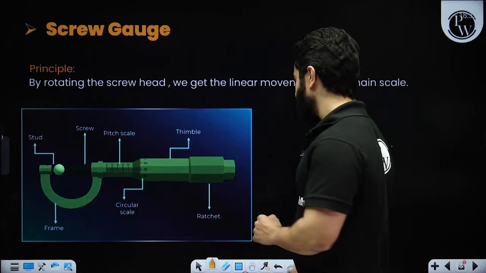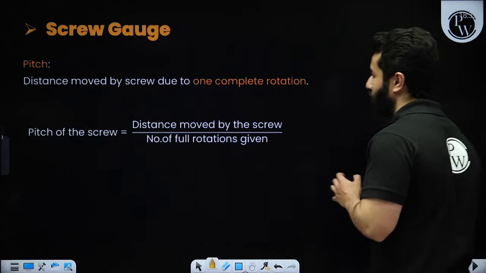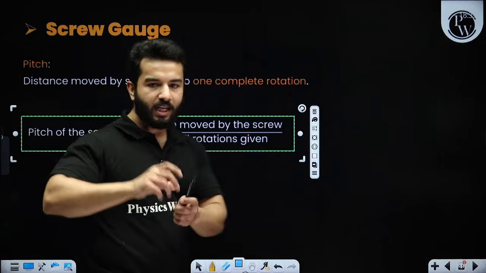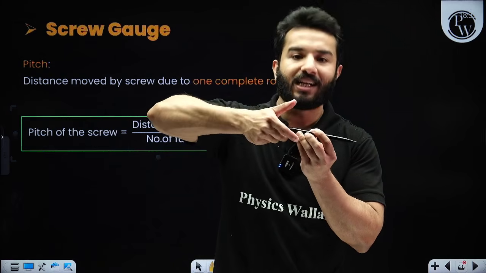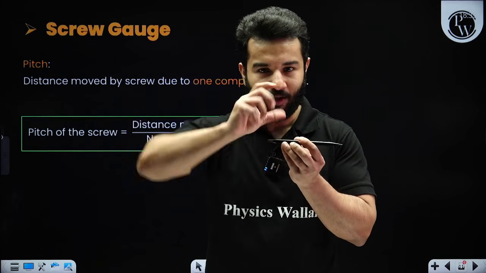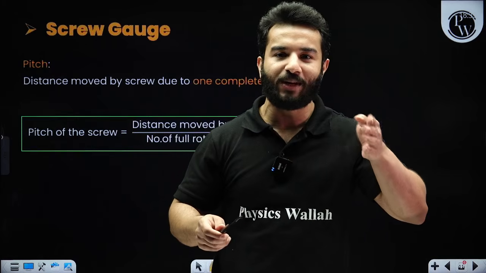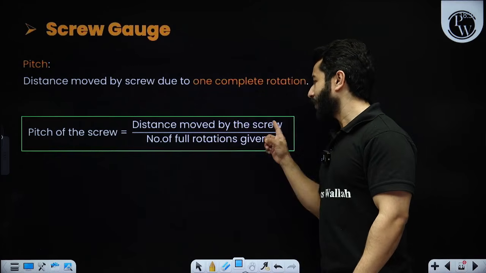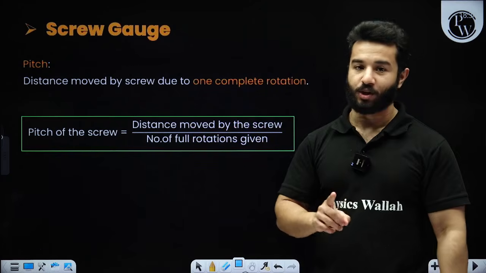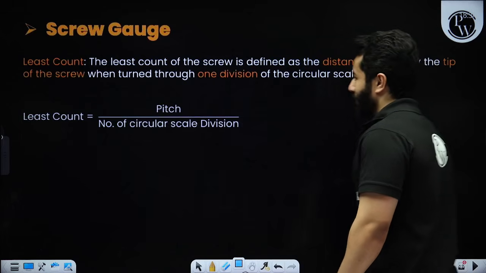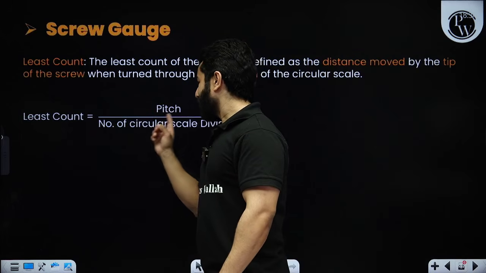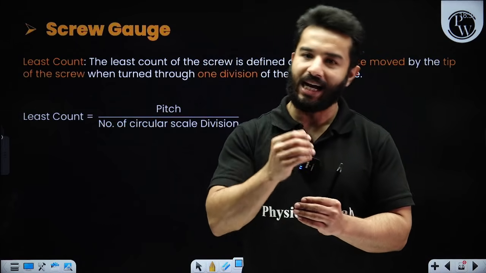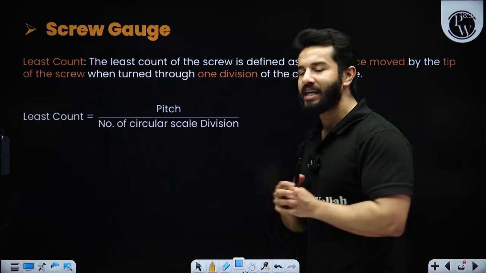Now, pitch is actually the distance moved by the screw when we give that cylinder one complete rotation. So if you give one complete rotation and it moves by 1 millimeter, that gives me a pitch of 1 millimeter. That means pitch is the distance moved by the screw divided by the total number of rotations given. Similarly, least count will be calculated by pitch divided by the total number of circular scale divisions. Now after learning about the diagram, it is easier for you to remember the formula.